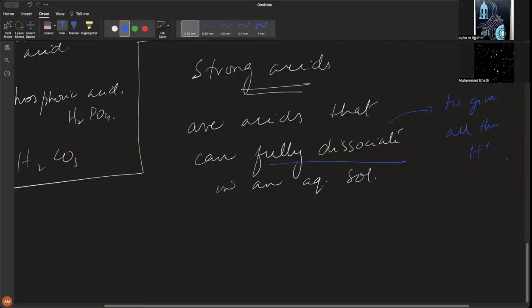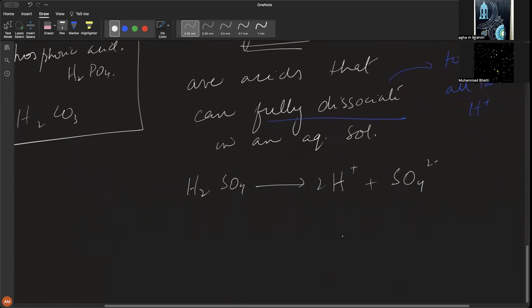All right. Like sulfuric acid, H2SO4, it dissociates into two H positive ions plus SO4 2-, the sulfate ion. You get it? HCl dissociates fully into H plus and Cl negative ion. Dissociation takes place like that, in aqueous solution. You understand? So they're strong acids.